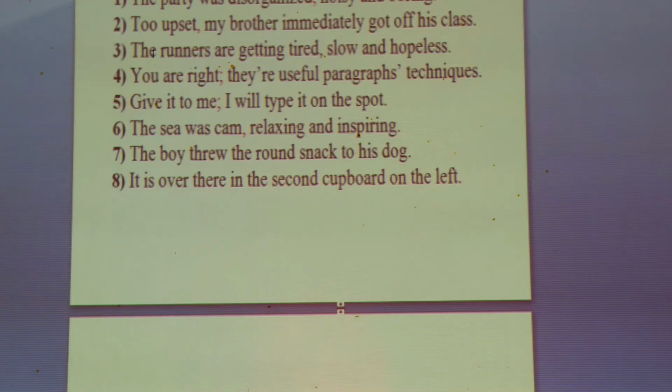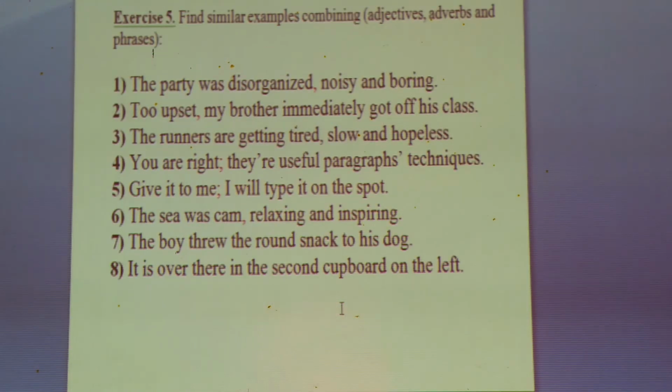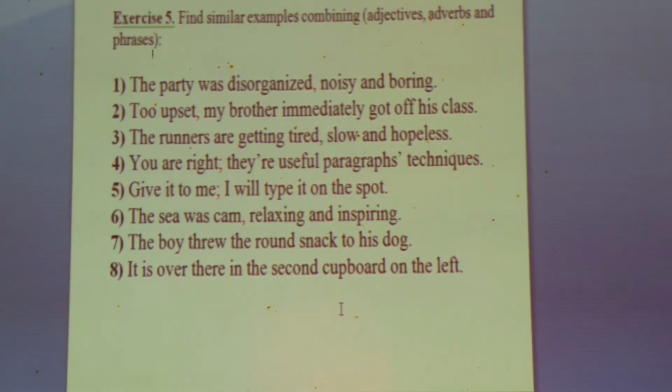Find similar examples where you have adjectives and adverbs as well as phrases combined together to give complete sentences. Number 1, the party was disorganized, noisy, and boring. Too upset, my brother immediately got off his class. The runners are getting tired, slow, and hopeless.